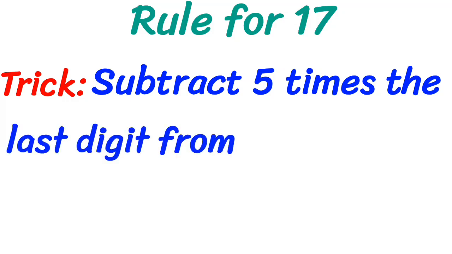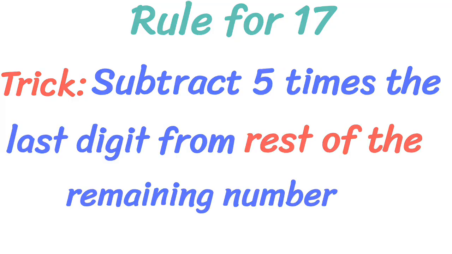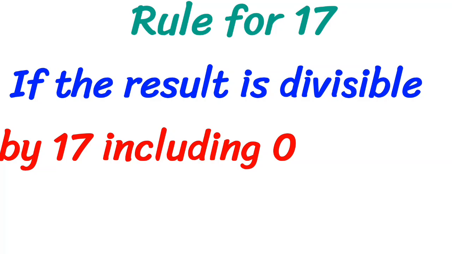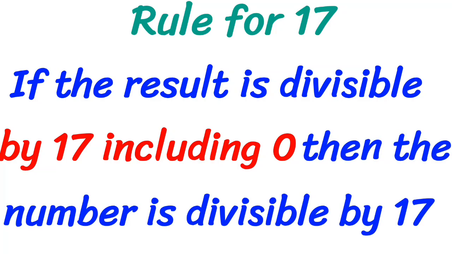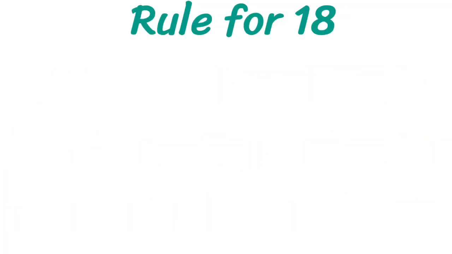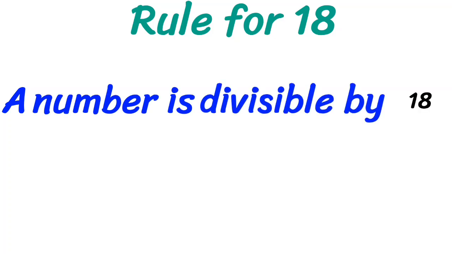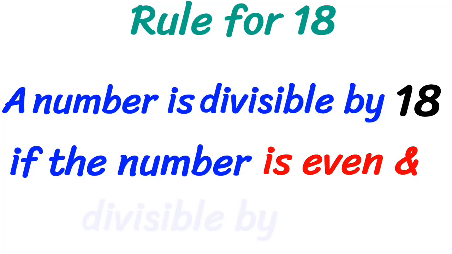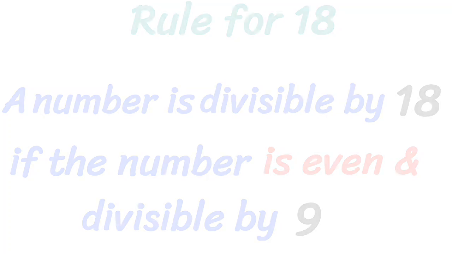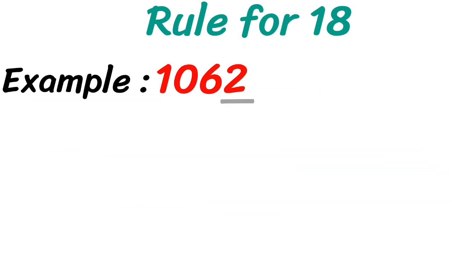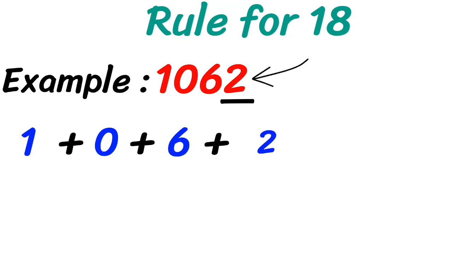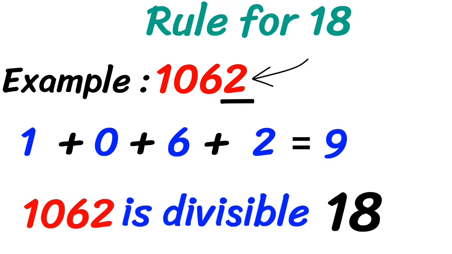Rule for 17. To check if a number is divisible by 17, subtract 5 times the last digit from the rest of the number. If the result is divisible by 17, including 0, then the original number is too. Rule for 18. A number is divisible by 18 if the number is even and divisible by 9. For example, 1062. The number ends in 2, which is even, and the sum of the digits is divisible by 9. So 1062 is divisible by 18.